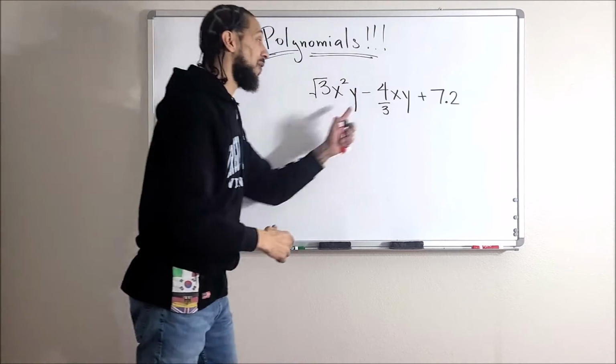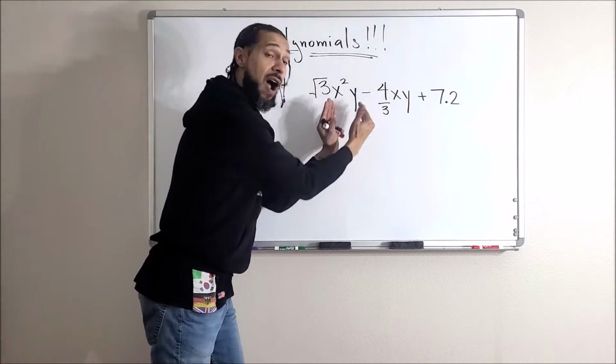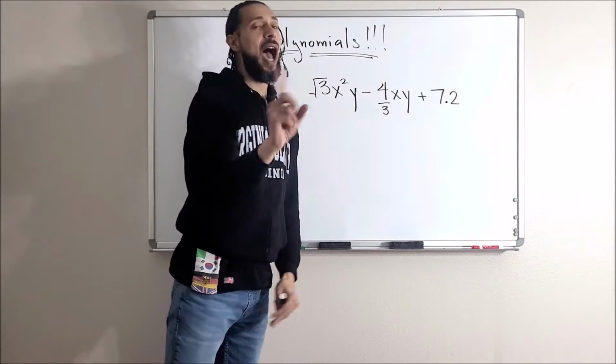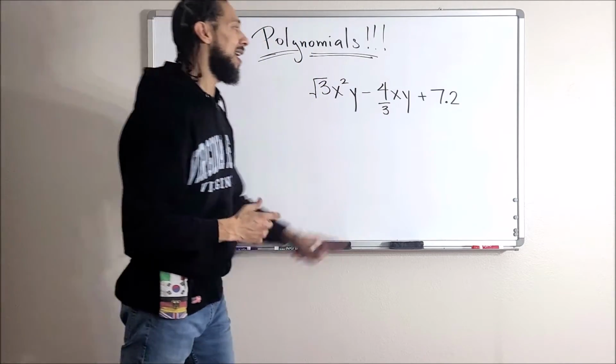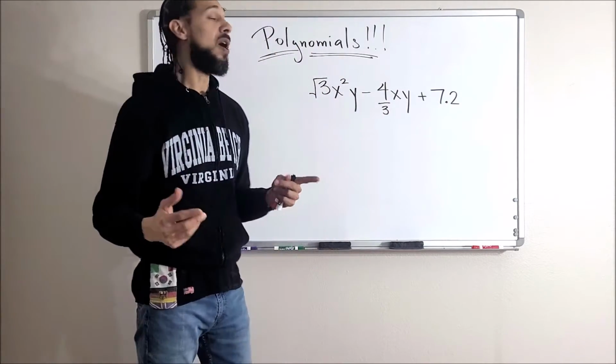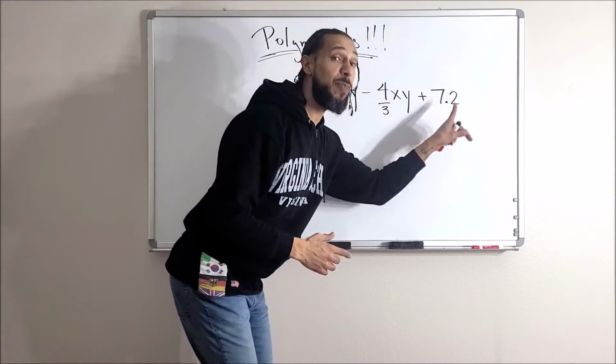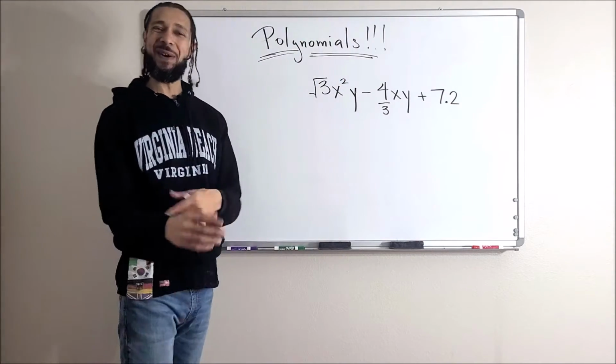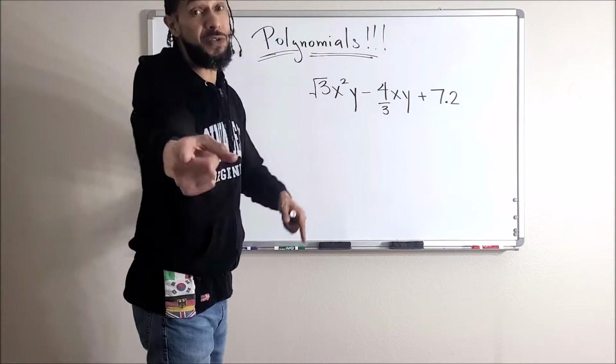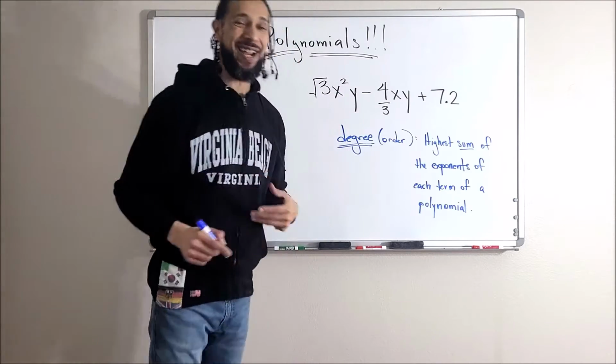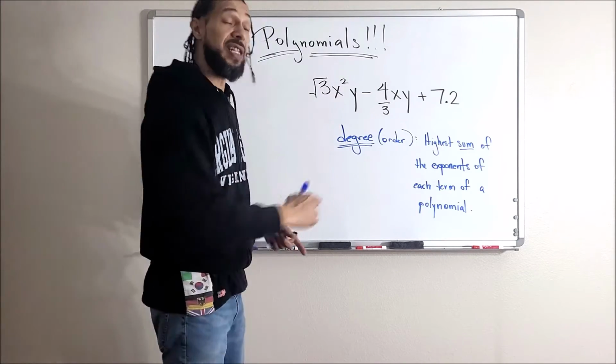Exactly right. So this -4/3 is fine for a coefficient, not as an exponent. And this 7.2 is not a whole number, but as long as it's not an exponent, we are good to go. Okay? First vocabulary word, the degree.